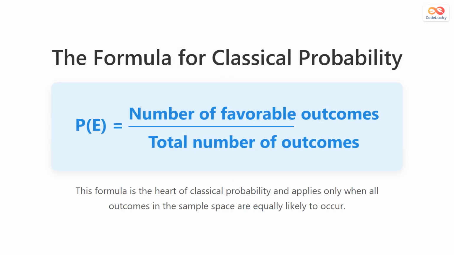This brings us to the core formula for classical probability. The probability of an event, which we write as P of E, is calculated by dividing the number of outcomes that we consider favorable by the total number of possible outcomes. It's a simple but powerful idea.